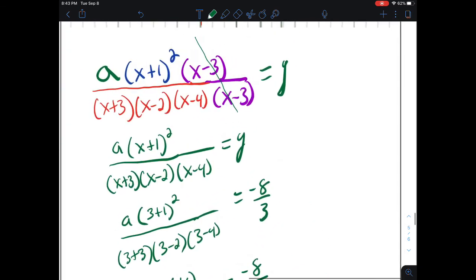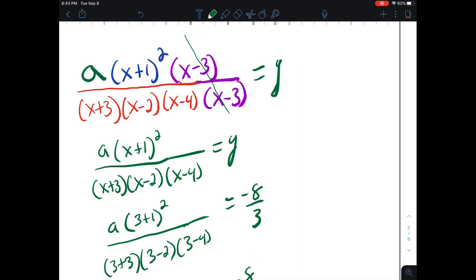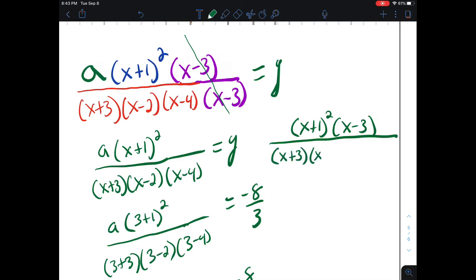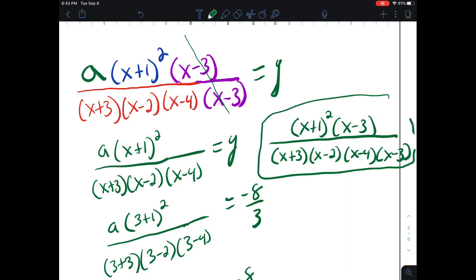So we go back up to the very beginning and just let a be 1, and our final answer is going to be x plus 1 squared times x minus 3, with the factors in the denominator as well. I leave the factor that makes the hole in there. I don't want to write my final answer as the simplified answer in this case, because then you would not be accounting for the hole. So here's my equation of that graph that was given.